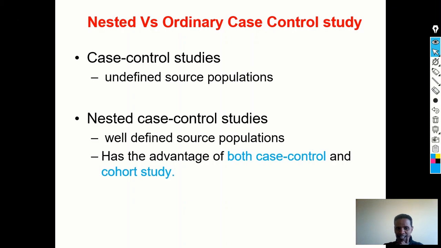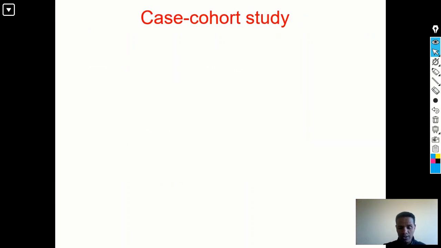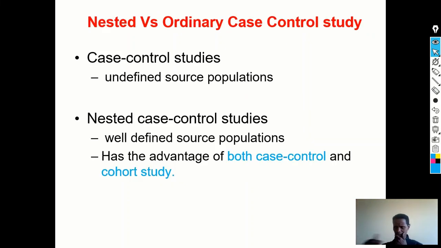When we compare the nested case control study design with the ordinary one, the ordinary case control study design is done under an undefined source population. But the nested case control study design is done among a well-defined source population, and it has the advantages of both case control and cohort study designs. So that is the idea of the nested case control study design.